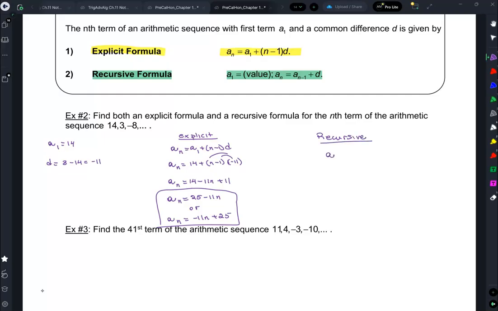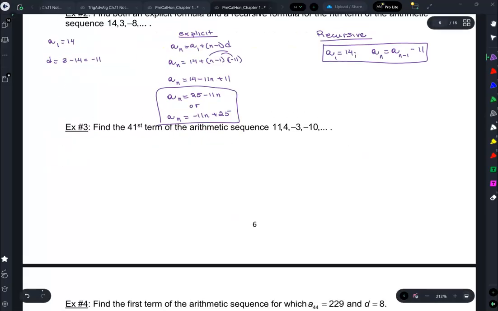We would just say, you have to give the first term, A1 is 14, semicolon. A sub n is A sub n minus 1 plus your D, which is negative 11, so minus 11. Okay? But with this one, I can't jump down the list and find 70 numbers down the road, right? I have to find them one by one by one. Okay? All right, so here we go.